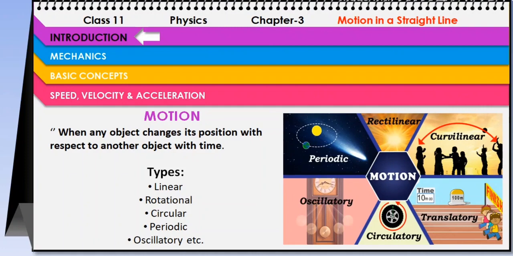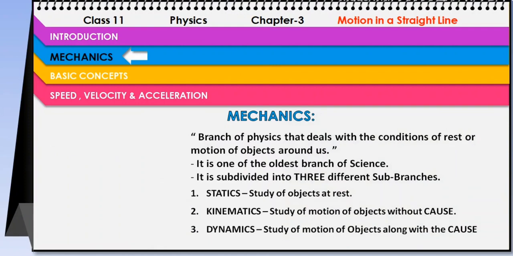Even the sun also rotates or revolves around the Milky Way. The Milky Way is also moving with respect to other galaxies. Thus, everything in this universe is in motion. The types of motion may be different. Clear? Now, moving on to a very important part, that is mechanics.